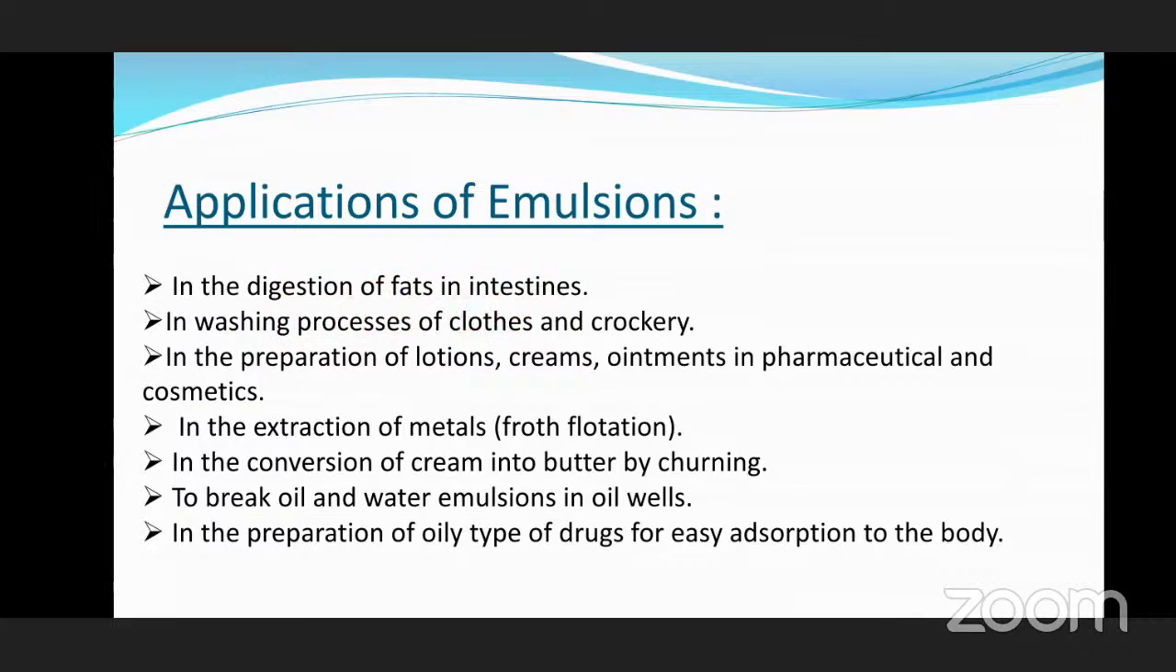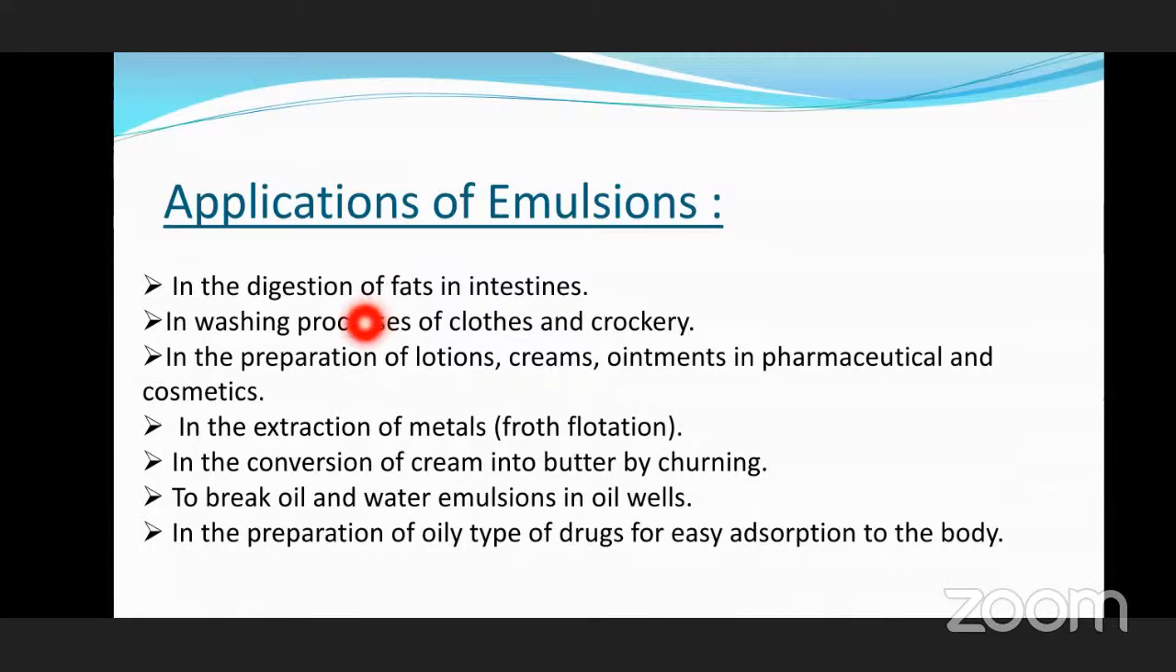Okay, actually by using emulsification, the fats are present in the intestines. There is no dissolving of fats in the intestine by itself. To dissolve the fats in our intestine, the emulsification process is available. So that's why, in the digestion of fats in intestines, the emulsion process is also used.